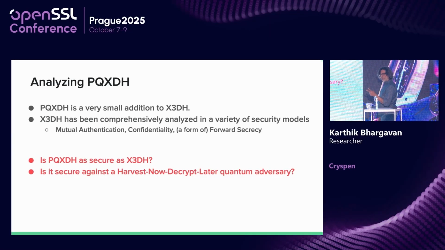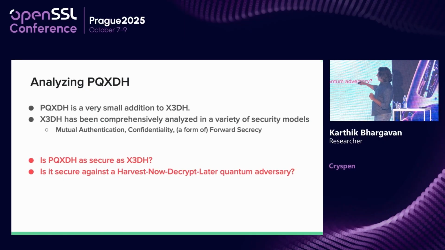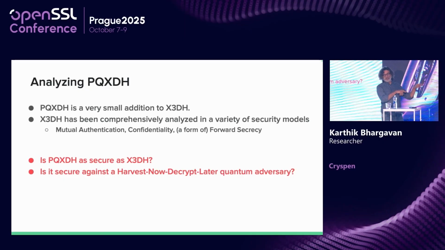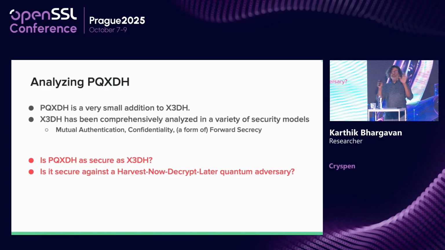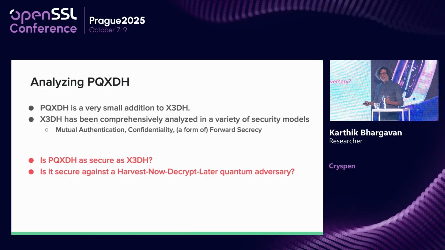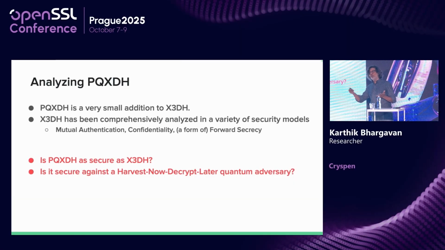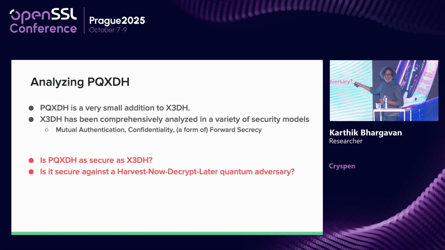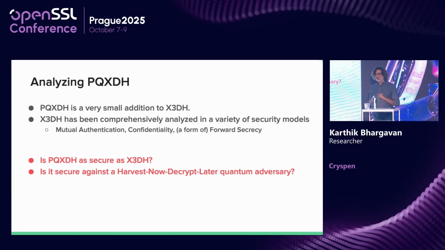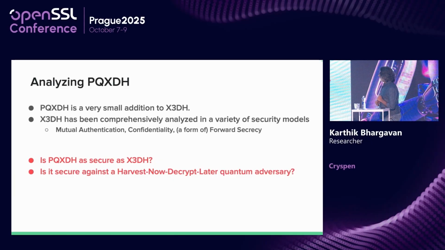So there are 2 questions to always ask here. The first is, is PQXDH as secure as the previous protocol, even if you don't consider a quantum adversary? And this is a very important step. I mean, let's just keep considering the classical adversary. Are we making the protocol less secure? And then you can ask the question, oh, are we getting extra security against a store now, decrypt later, or harvest now, decrypt later adversary?